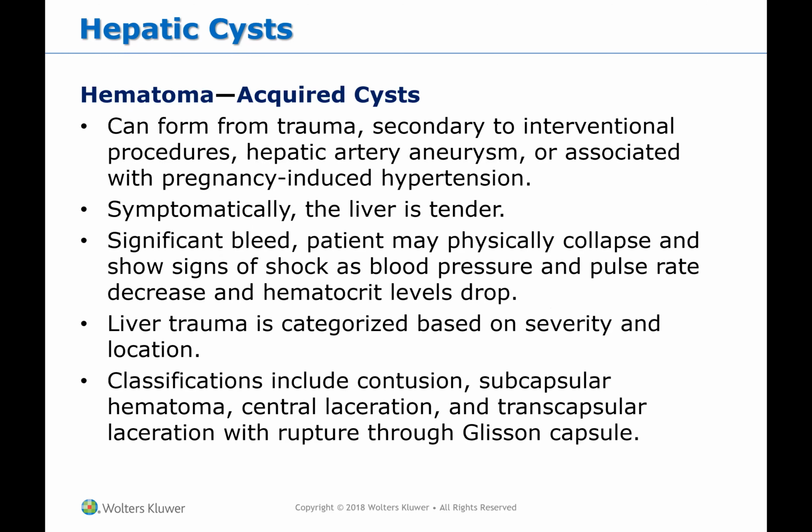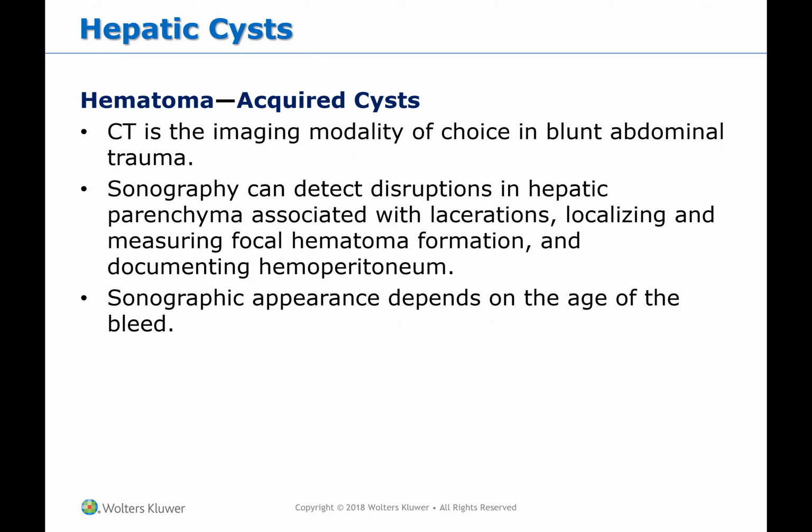So a hematoma can be from trauma, secondary to interventional procedures, hepatic artery aneurysm, or associated with pregnancy-induced hypertension. Symptomatically, the liver is super tender, with significant bleed. The patient may physically collapse and show signs of shock as blood pressure and pulse rate decrease and hematocrit levels drop. So liver trauma is really serious. CT is the imaging modality for blunt abdominal trauma.